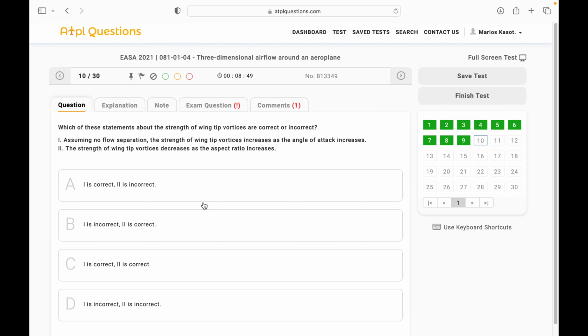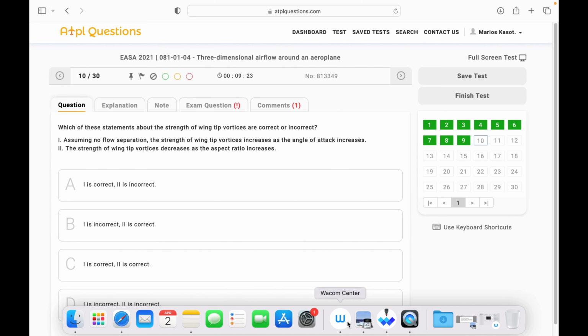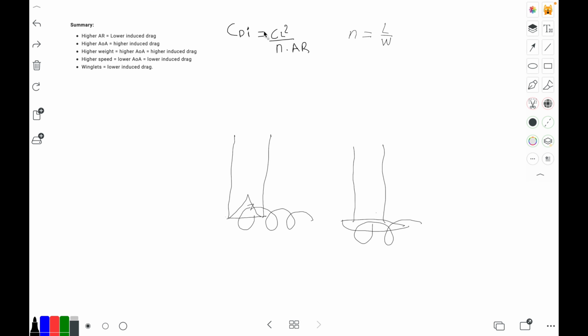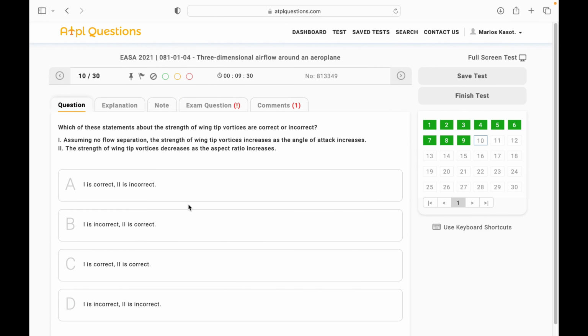Which of these statements about the strength of wingtip vortices are correct or incorrect? Assuming no flow separation, the strength of wingtip vortices increase as the angle of attack increases. This is correct, according to our formula. Coefficient of drag induced is proportional to coefficient of lift squared. So correct. And the strength of wingtip vortices decrease as the aspect ratio increases. Also correct. Proportional and inversely proportional. Coefficient of lift increases, coefficient of drag induced increases. Aspect ratio increases, coefficient of drag induced decreases. Both of them are correct, pretty straightforward.